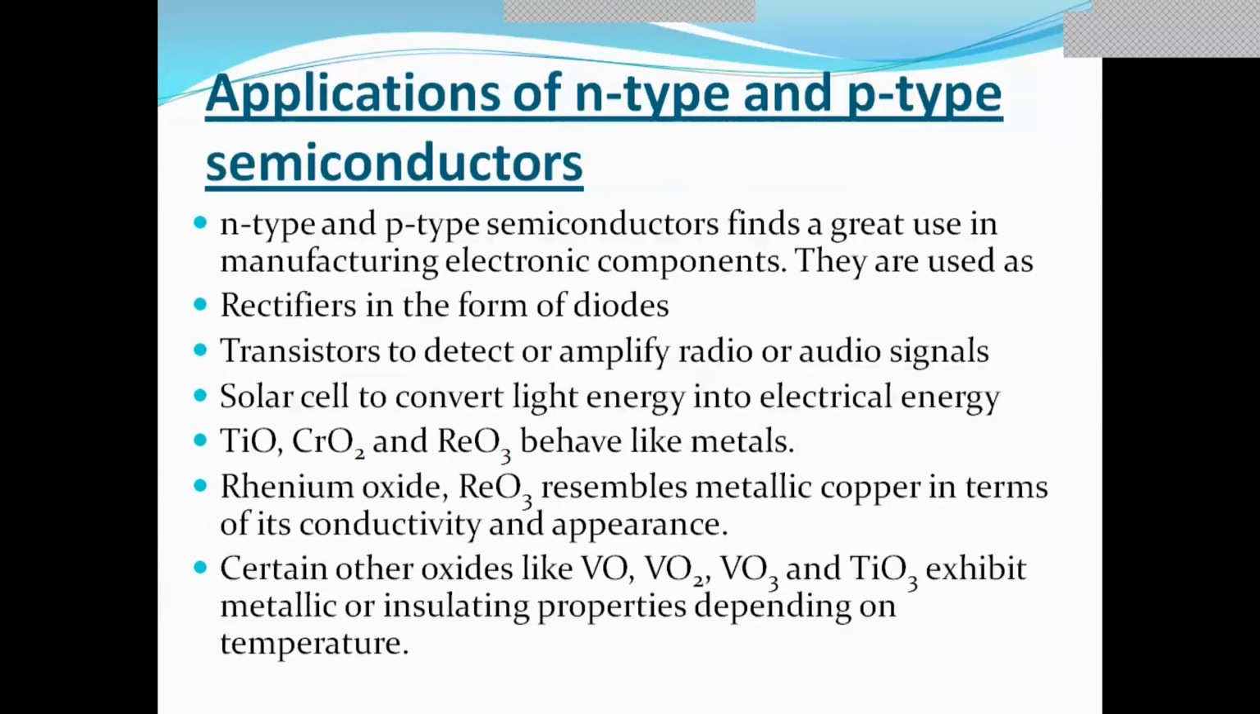Oxides of titanium, chromium, rhenium behave like metals because of the same nature. Rhenium oxide resembles metallic copper in terms of its conductivity and appearance. And certain other oxides like vanadium monoxide, dioxide, trioxide, and titanium oxides exhibit metallic or insulating properties depending on the temperature. So as we discussed, with increase in temperature, electric conductivity of semiconductors increases. So based on the temperature maintained, these oxides of vanadium and titanium exhibit their metallic property.